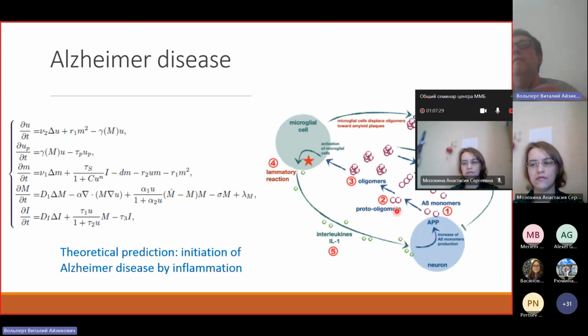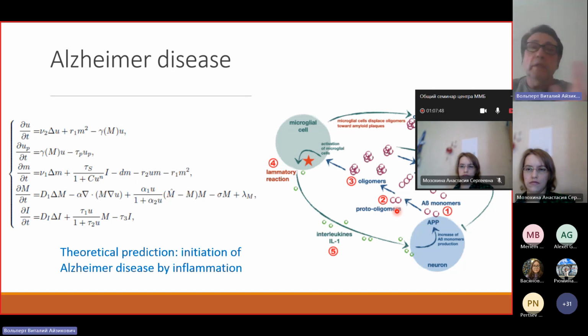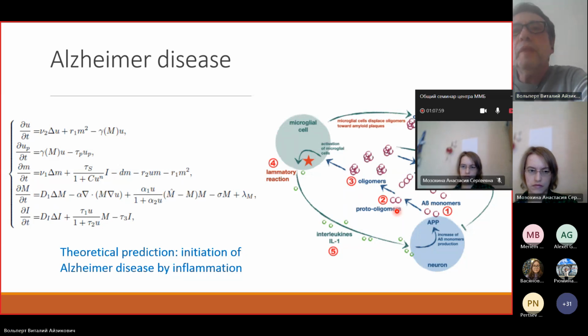This is possible because, as I mentioned, there is the bistable case, where the disease-free equilibrium is stable. How can we destabilize it? One of the ways to destabilize it, in the case of Alzheimer's disease, is to introduce inflammation. It can be some inflammation not related to Alzheimer's disease, but it can trigger the beginning of Alzheimer's disease. This is the conclusion of our study.